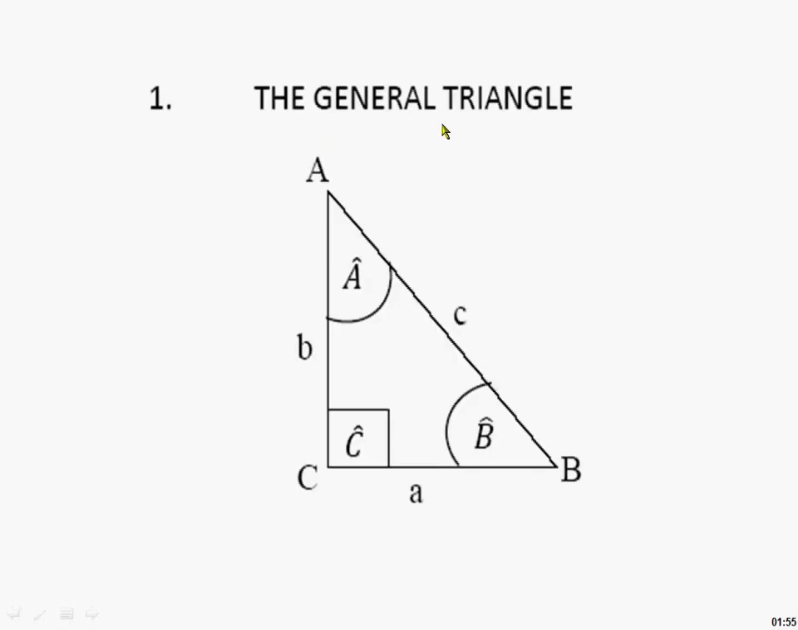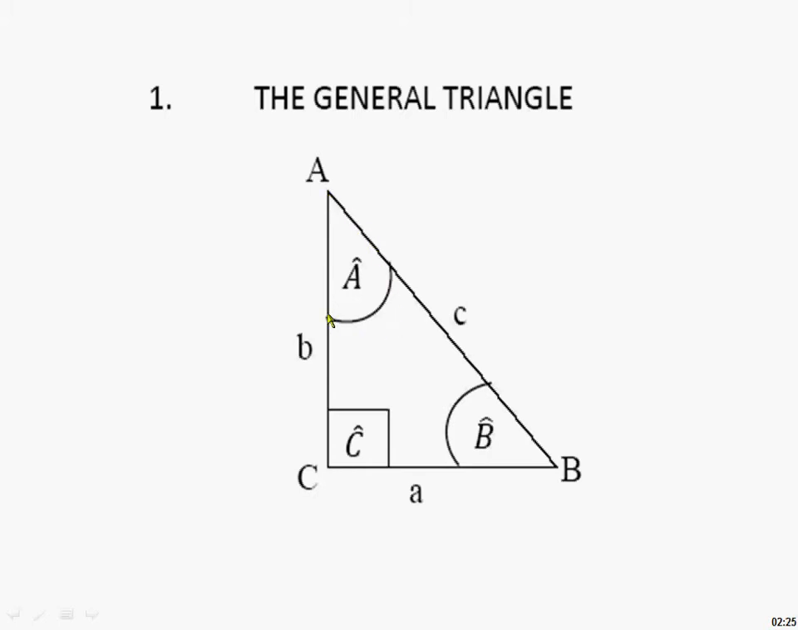This is our general triangle, and in our general triangle there are certain things that we need to know about. The vertices are labeled A, B, C, capital A, B, C. Now these could be any letters. It could be P, Q, R, L, M, N, any combination, but they are actually capital letters.